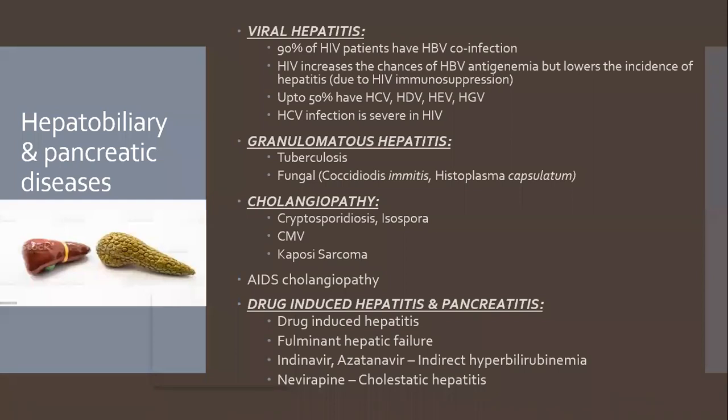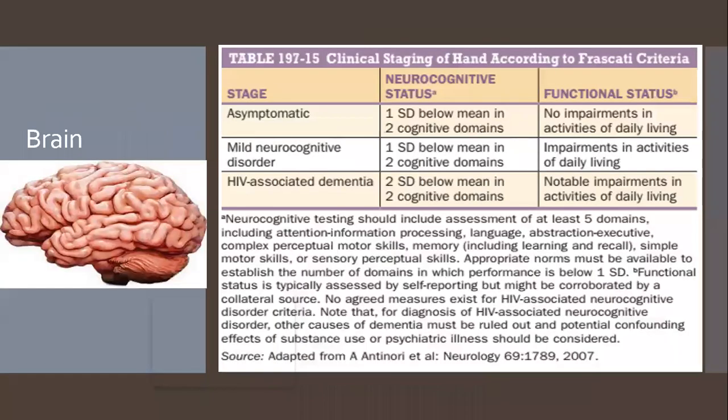The other important categories are drug-induced hepatitis and pancreatitis. So what are the drugs which can cause them? Indinavir, atazanavir can cause just indirect hyperbilirubinemia elevation. Nevirapine can cause cholestatic hepatitis. Just know the names here, nothing much. Okay, coming to the next very important system, which is the brain.